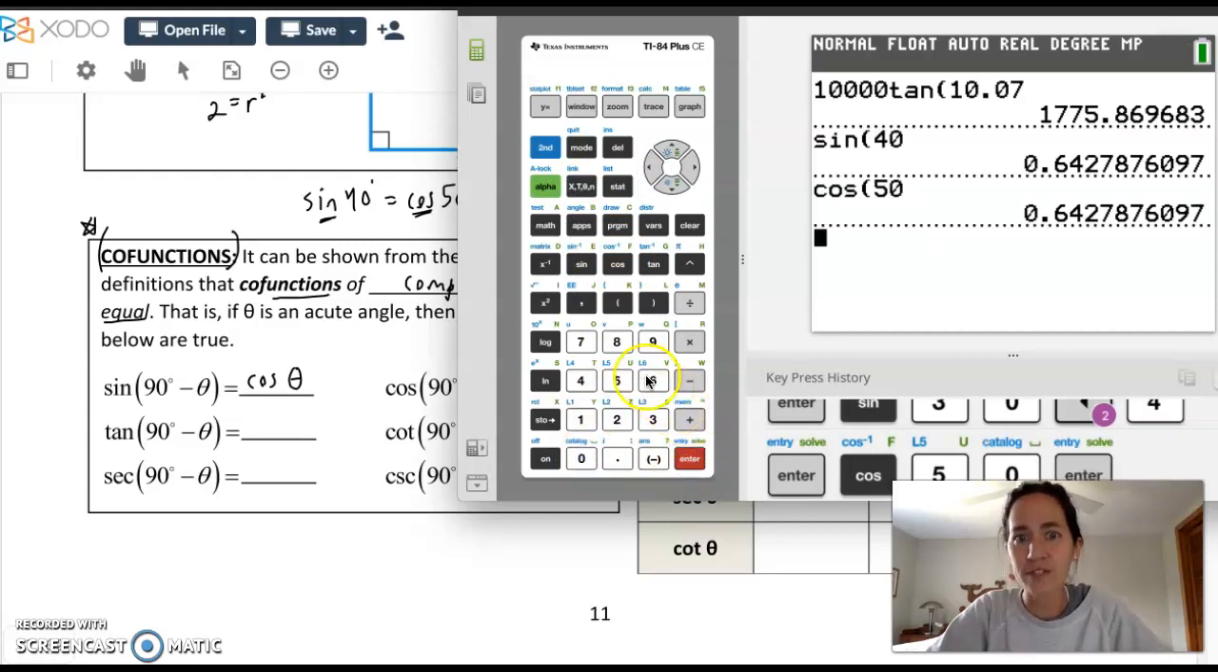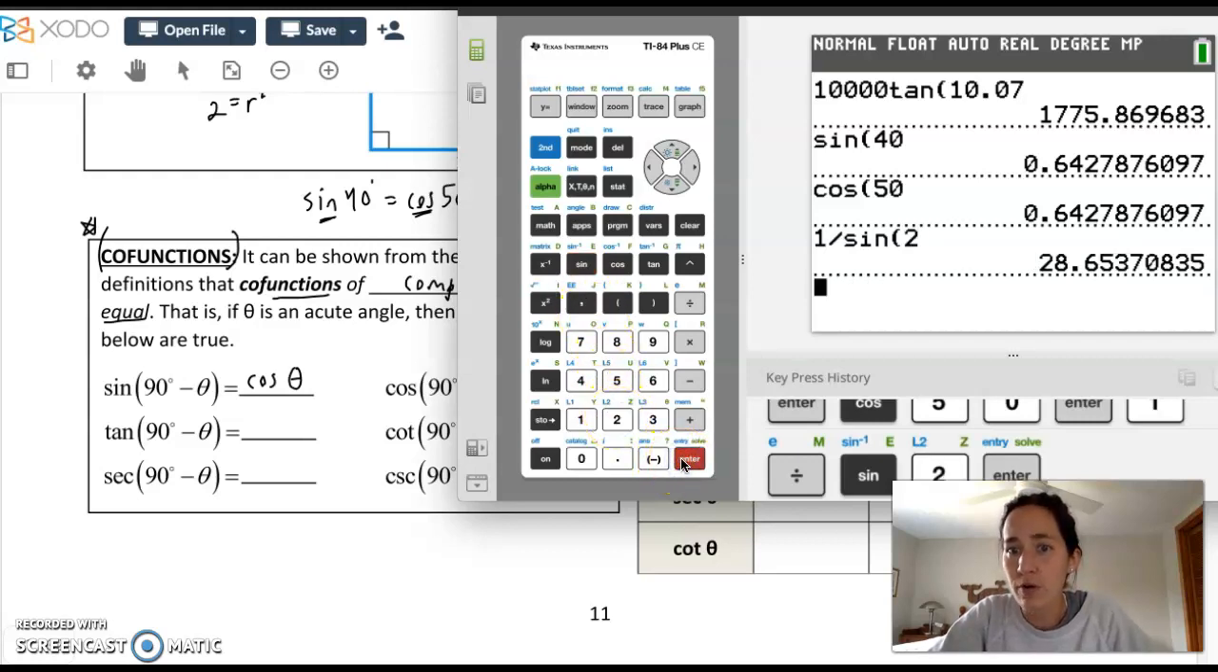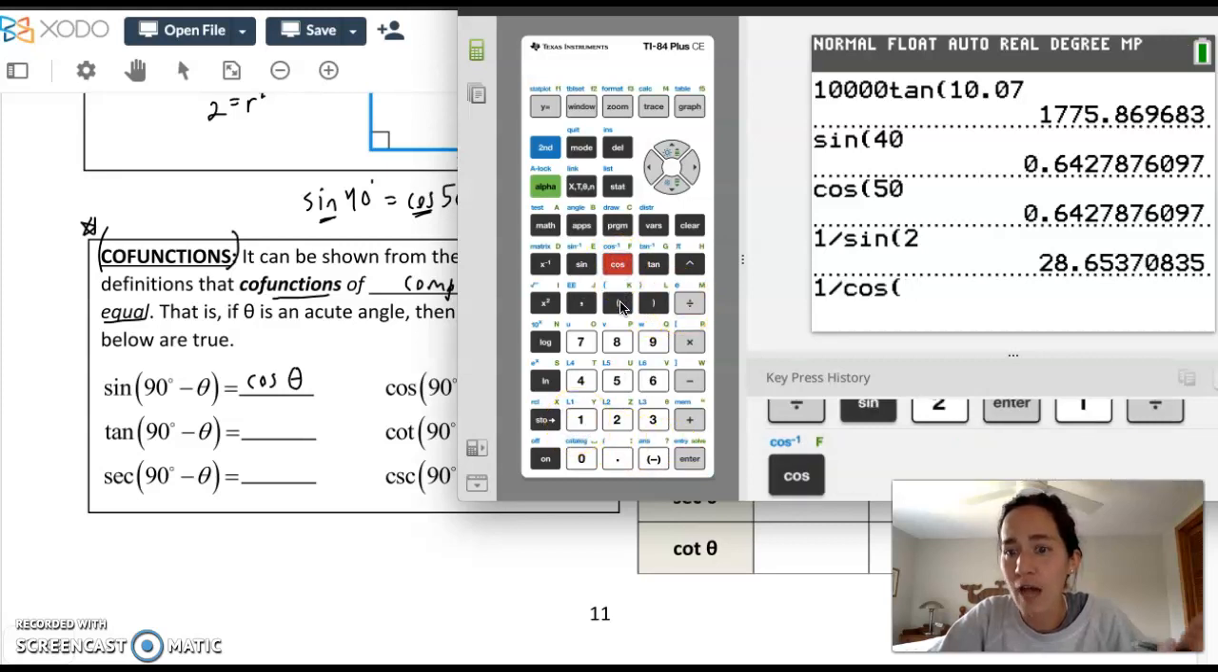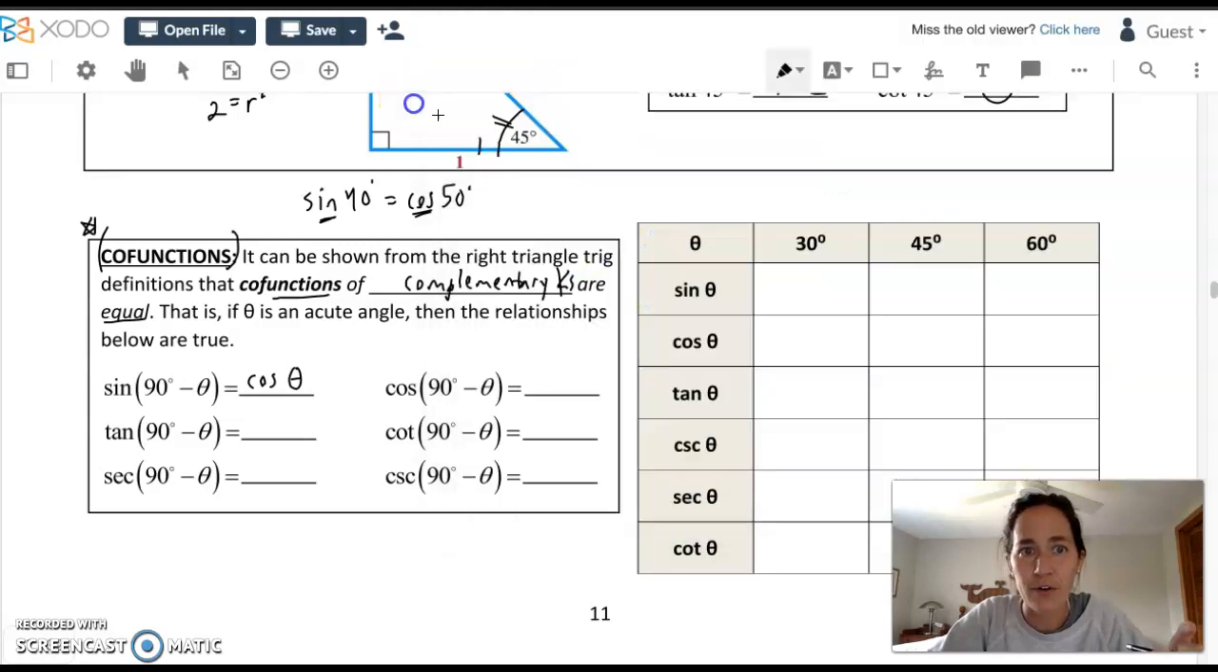You could try it with secant and cosecant. 1 over the sine of, pick any number from, I don't know, 1 to 90. Sine of 2, 1 over the sine of 2 degrees should equal the secant, 1 over the cosine of 2's complement. It should equal 1 over the cosine of 88 degrees. Should give you the exact same thing. So let me fill in those other identities.